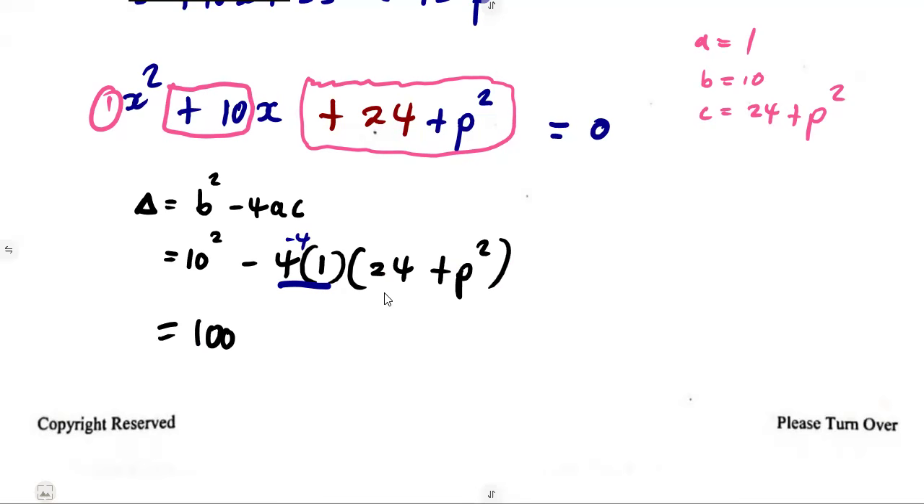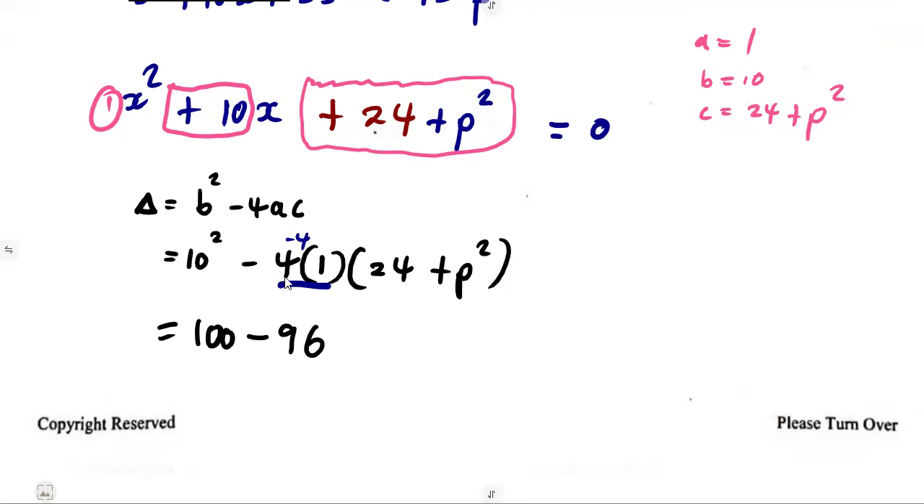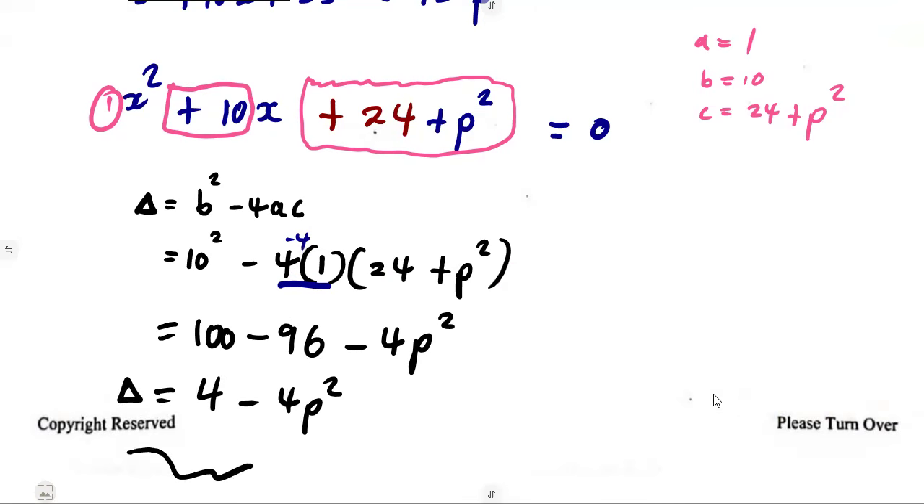We multiply with the 24 that we are given. All right, so that is this part we're going to multiply. That's a negative 4 and a 24. That was going to give us negative 96, negative 4, and the p squared. All right, 100 minus 96, that's 4. So we're going to have 4 minus 4p squared like this. This is our delta, 4 minus 4p squared.